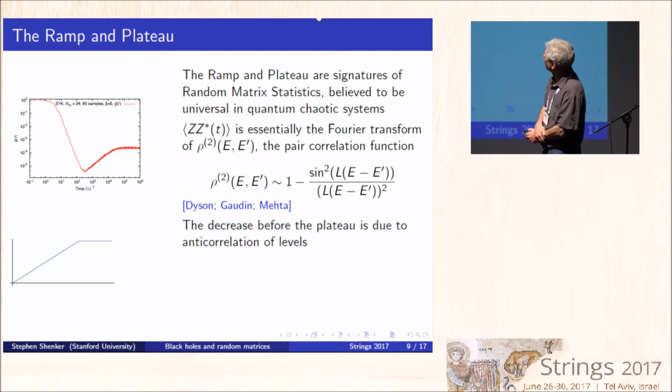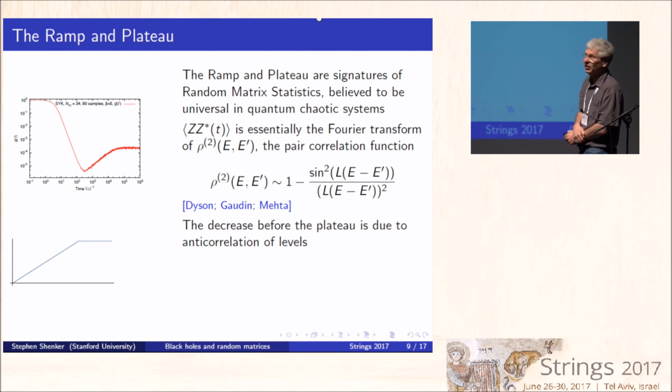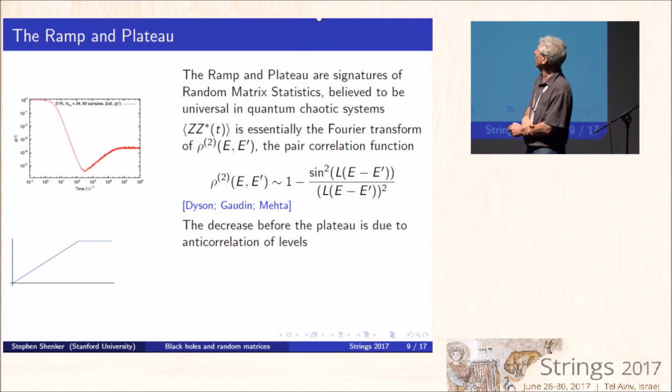You can understand now this funny part of this plot that it decreases before coming to its asymptotic value. It's just due to this minus sign. The energy eigenvalues are not uncorrelated, as they are in this feature, but they're anti-correlated. They don't like to be close to each other. Eigenvalues repel. There's what's called spectral rigidity, and that's the source of this dip.